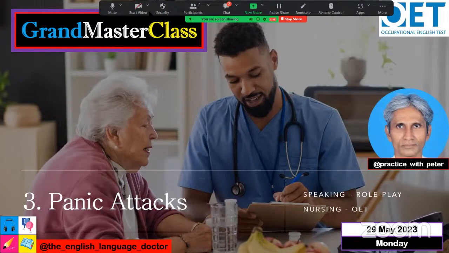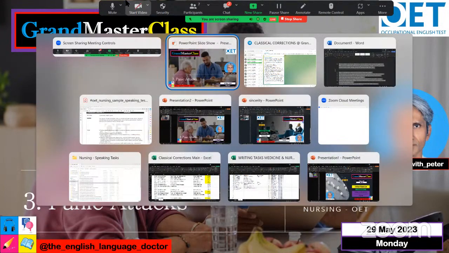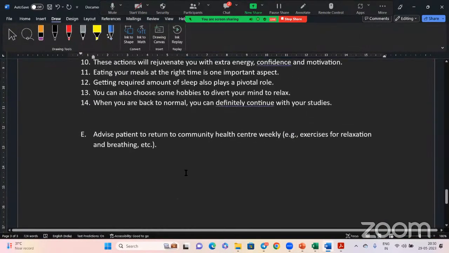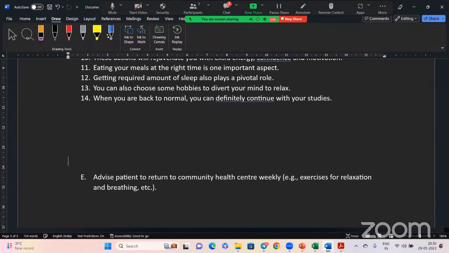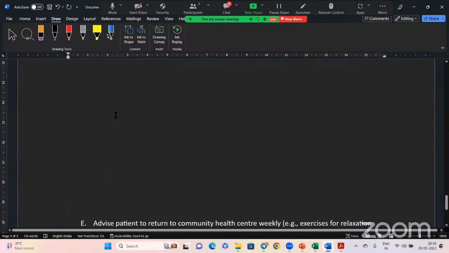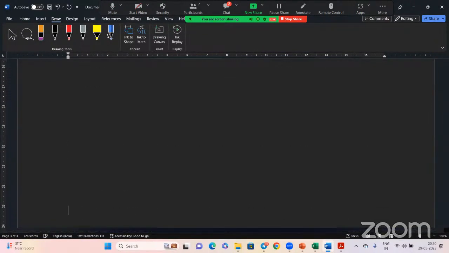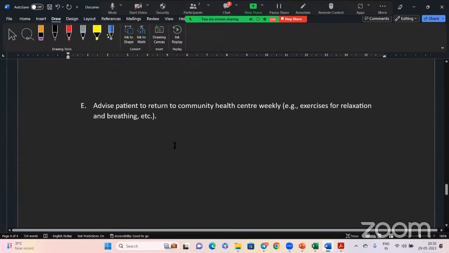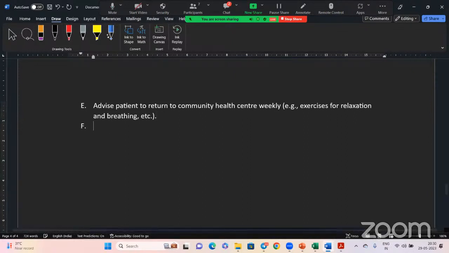Yeah, next. Last point, fifth point. E is the fifth point. Advise the patient to return to the community health center weekly, and do exercises for relaxation and breathing.